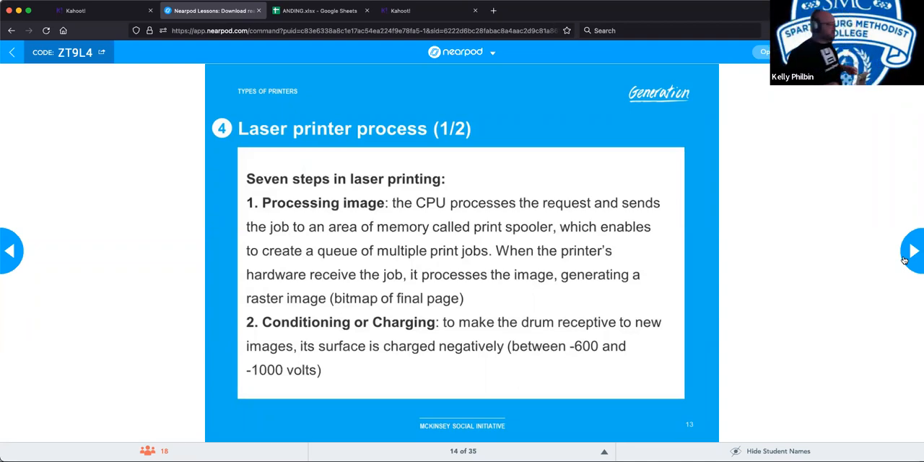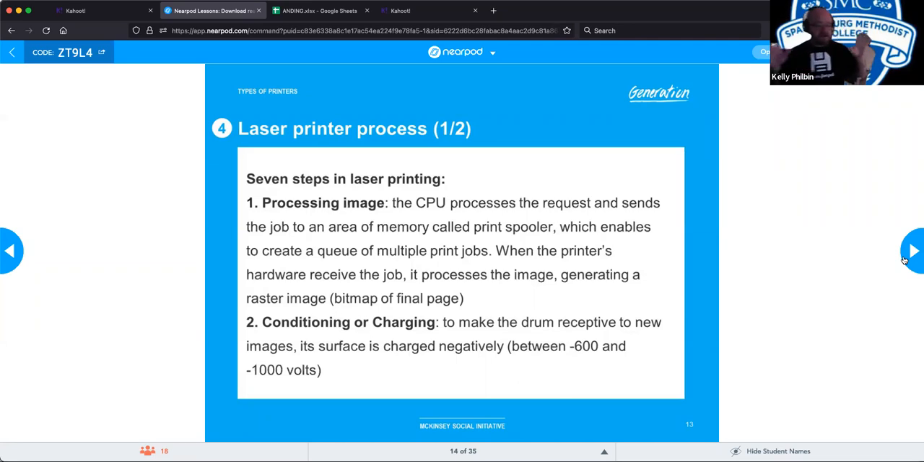After this, our second step is charging. I would ignore conditioning. I would focus on charging because it tells you a little bit more about what's going on. This is going to make the drum itself receptive to new images. So after the erasure has happened, it's going to start charging. It creates a negative charge upon the drum, around 600 to 1,000 volts, negative. This charge is placed on there by the primary corona.